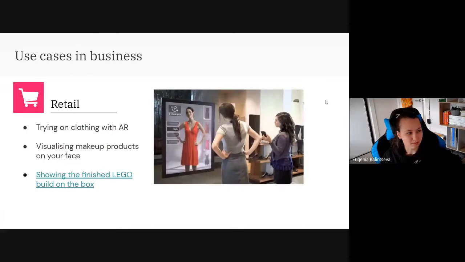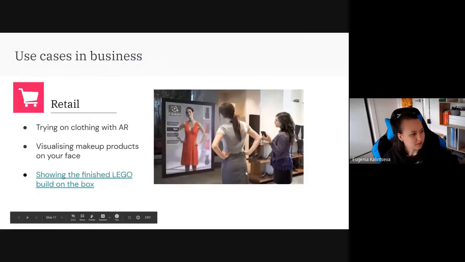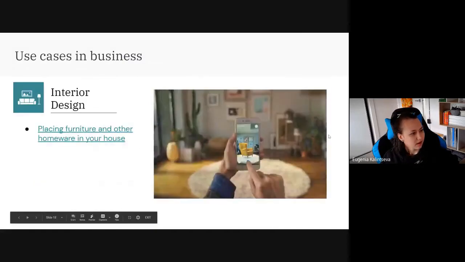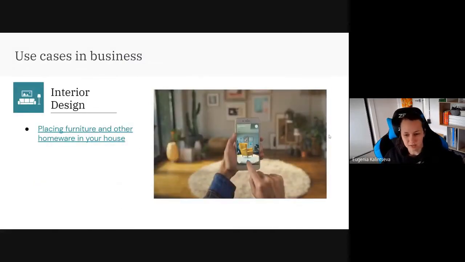So some use cases in business. In retail, there are augmented reality changing room mirrors that allow you to try on clothing without actually having to put it on, which is really cool. Interior design, so IKEA uses augmented reality to be able to add in furniture or shelves or a table that you want to put into your home before you buy it. So you get to look at it within your home without actually having to buy it, which is a really cool feature.